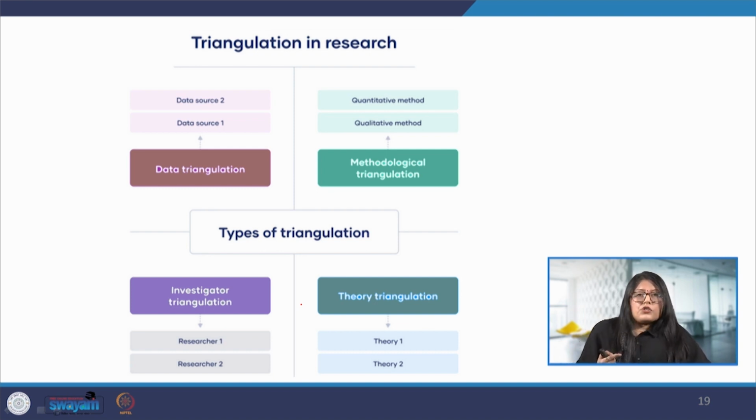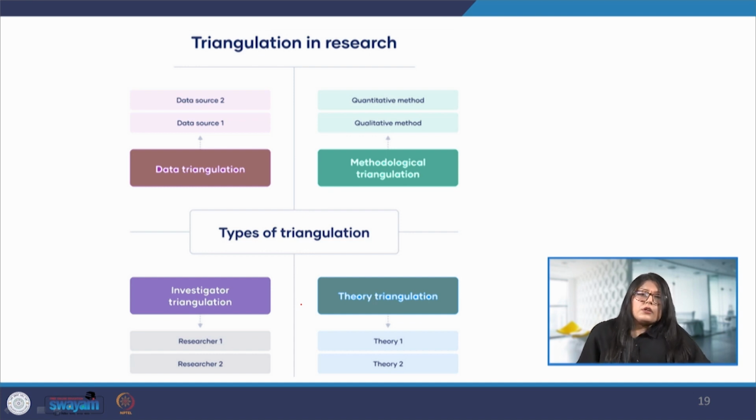Investigator triangulation is where we involve multiple observers or researchers to collect, process and analyze the data separately. For example, for our previous example of teenage and elderly shopping behavior, we can involve multiple observers to see the participants' behavior and investigate the outcomes. So, investigator triangulation helps us avoid risks in terms of the biases that may be there.